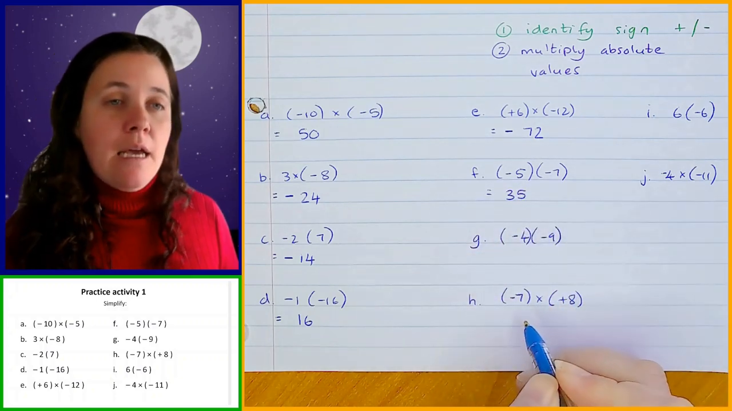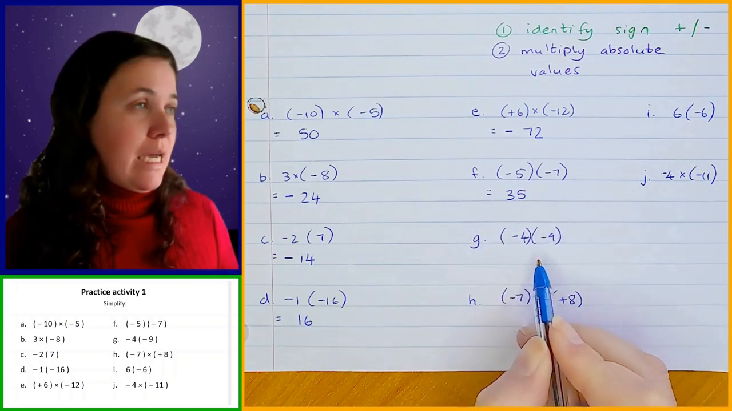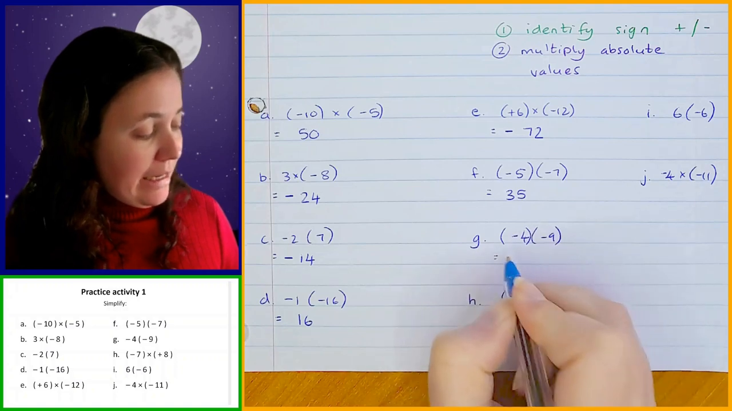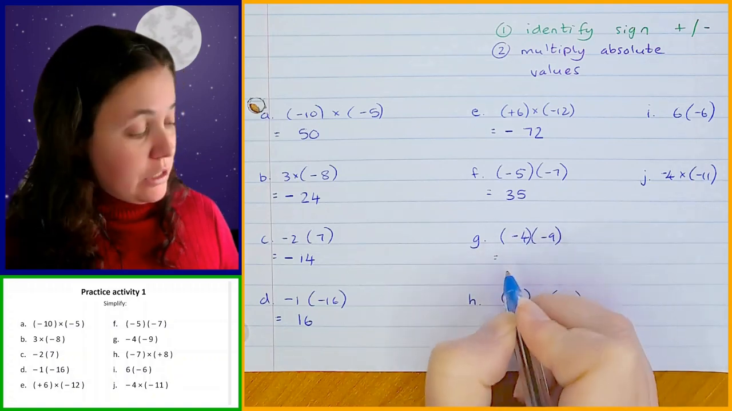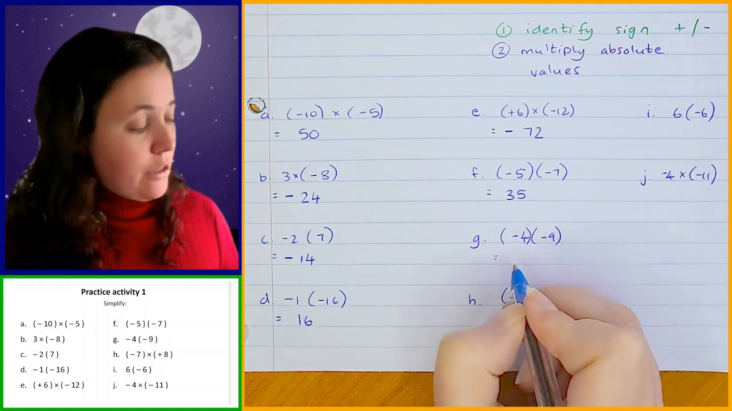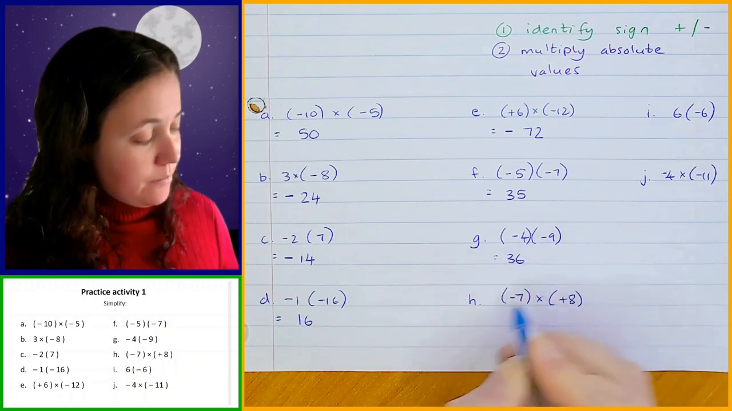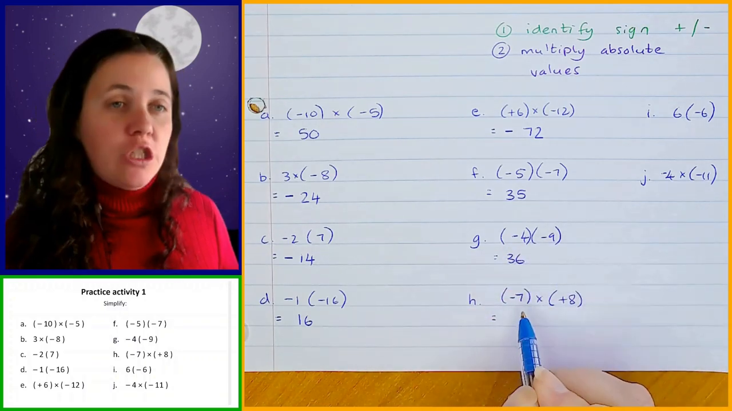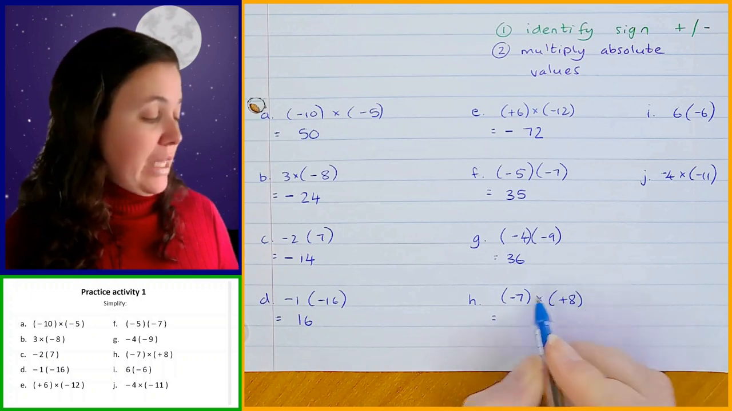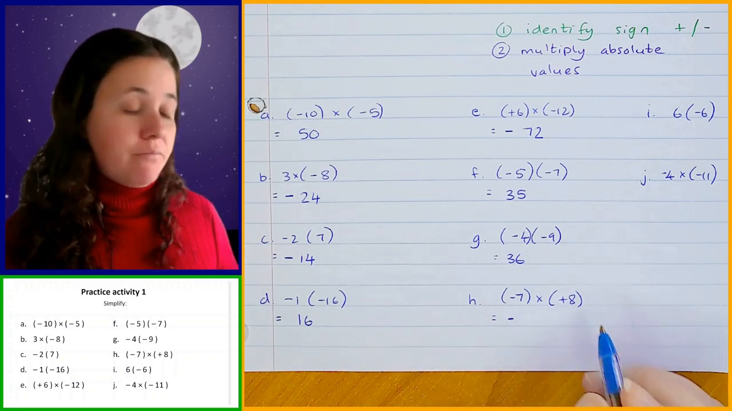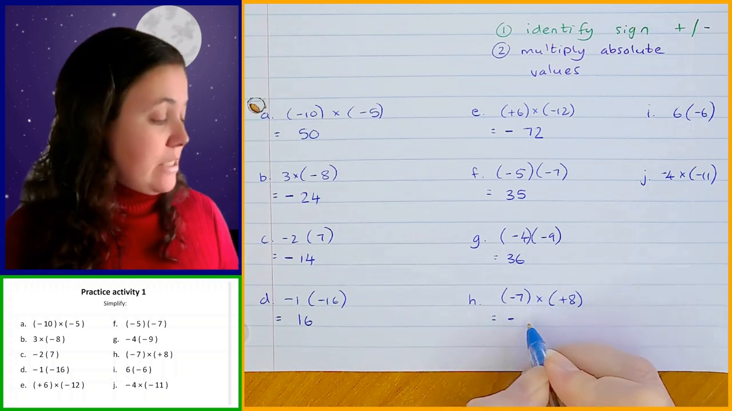Like that. Then I've got negative 4 times negative 9. Okay, negative times negative again is positive. And 4 times 9 is 36. Then question H, I've got a negative times a positive. That gives me a negative answer. And then 7 times 8 is 56.